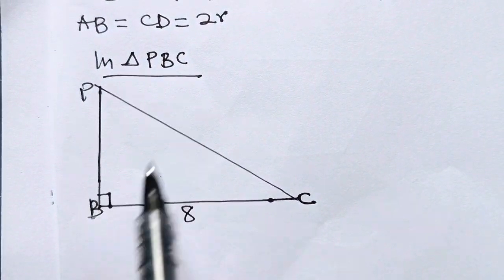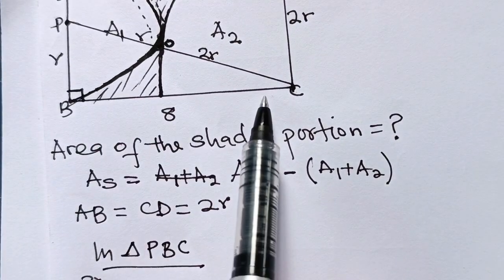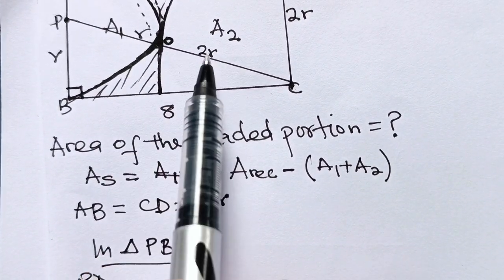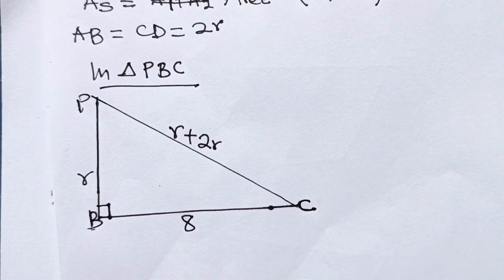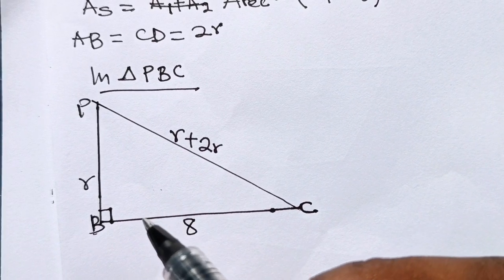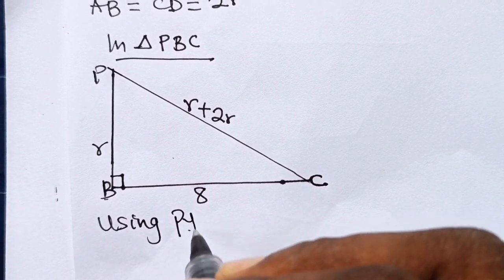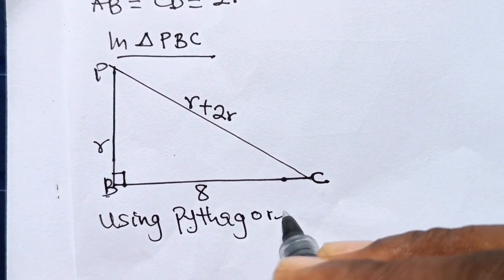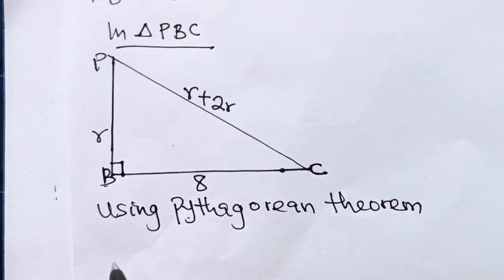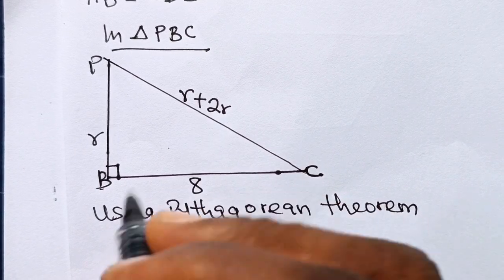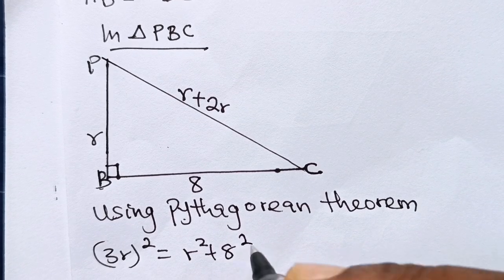Now PP is our small r, as you can see, and PC is small r plus 2r, okay? So using the Pythagorean theorem, we can see that r plus 2r is 3r, right? So 3r squared is equal to r squared plus 8 squared.